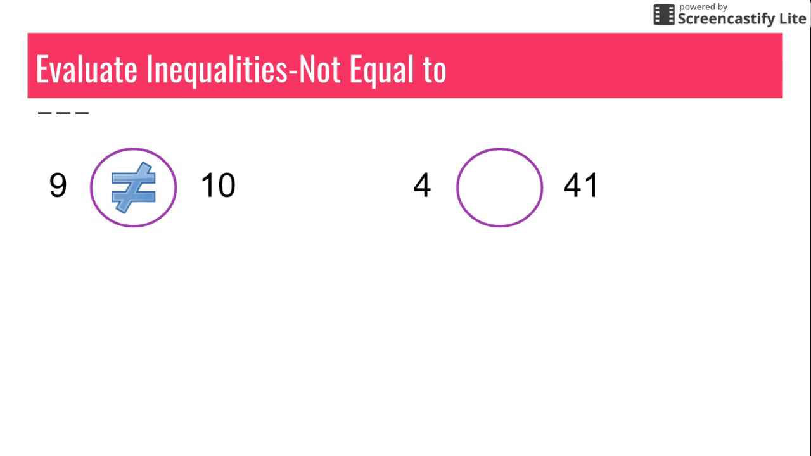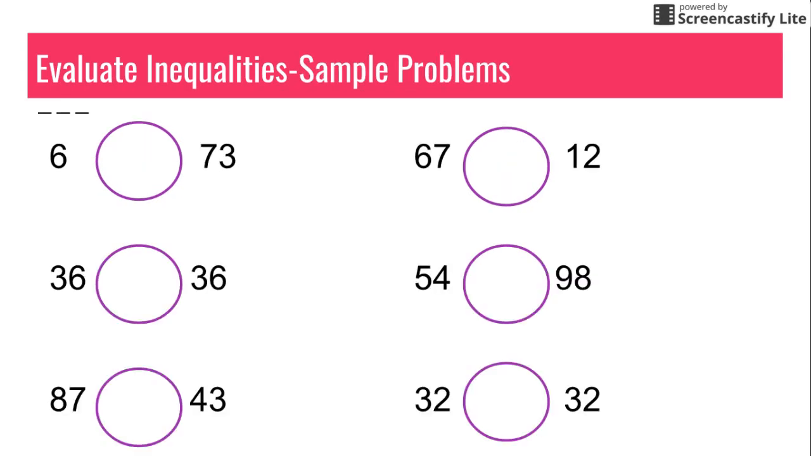Next, we had 4 and 41. You know that is very far away from equaling, so we would say that these two numbers are not equal. Now, let's just do some samples. We have 6 and 73. If you're going to read the sentence from left to right, you would say 6 is less than 73. So you'd put a less than sign in, or if you want to think of it more simply, the alligator has to open up and eat that bigger number, the greater number, so it's going to open up and eat the 73.